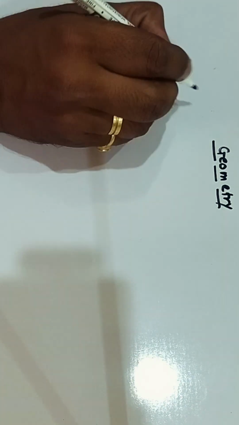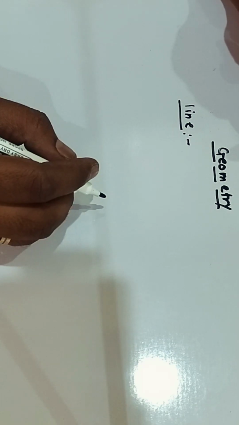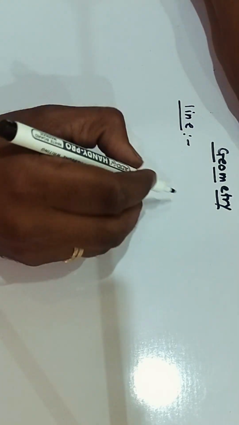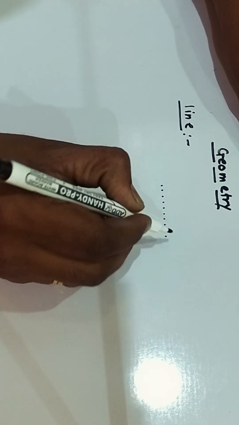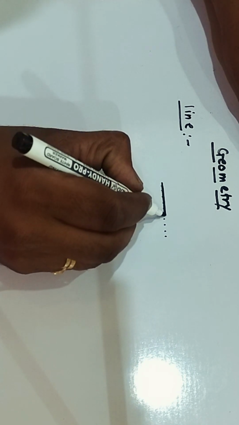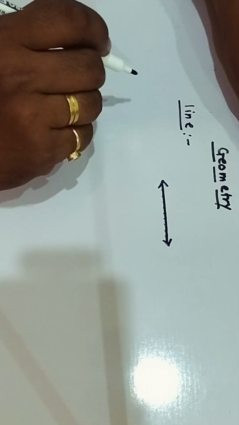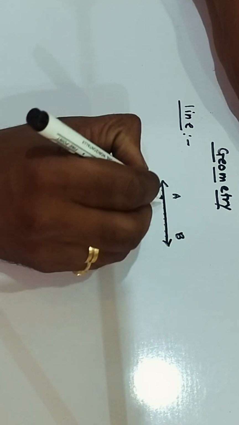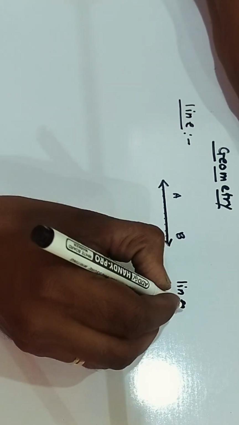So first is line. What do you mean by line? Line is a collection of the points going endlessly in both the directions. Means it is a collection of the points. These are various points, and it is the collection of the points going endlessly in both the directions. Like I can say points A and B. These 2 points are on the line AB.